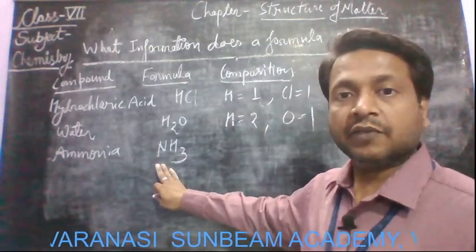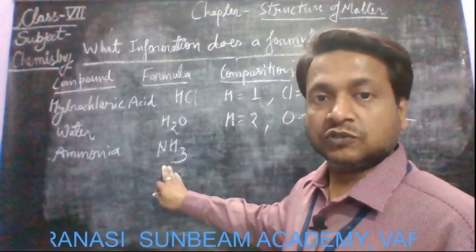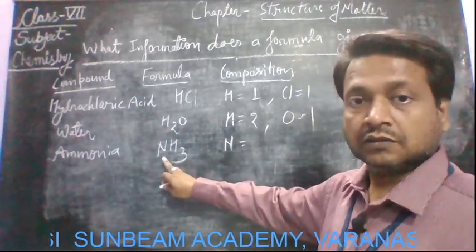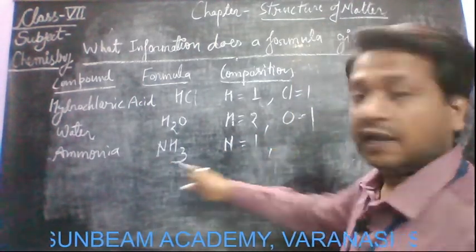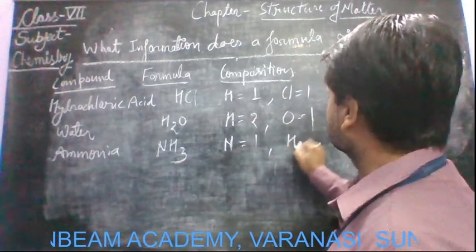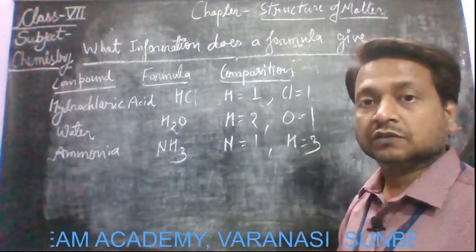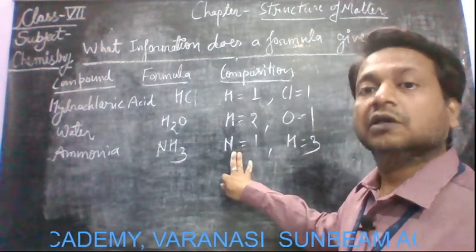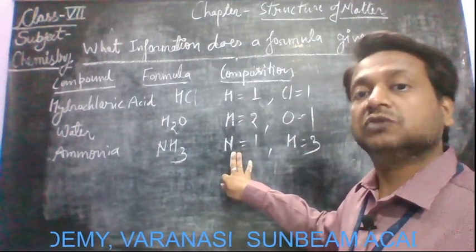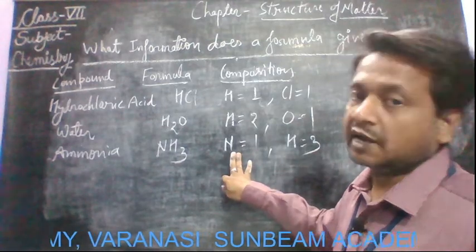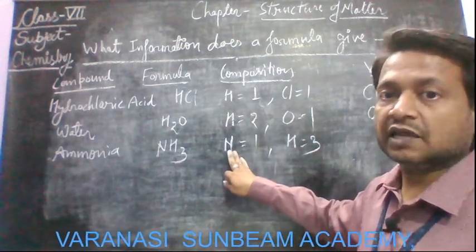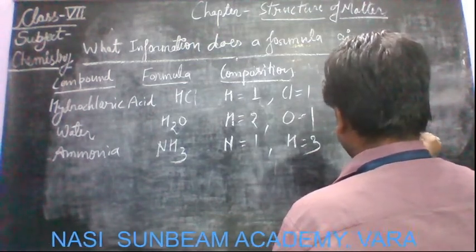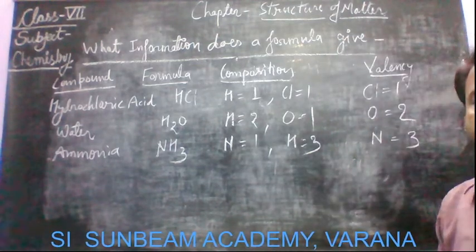The next example, ammonia. The composition is nitrogen, one atom, and hydrogen, three atoms. So we can say that this one atom of nitrogen is going to join with three atoms of hydrogen. So the valency of nitrogen will be 3.